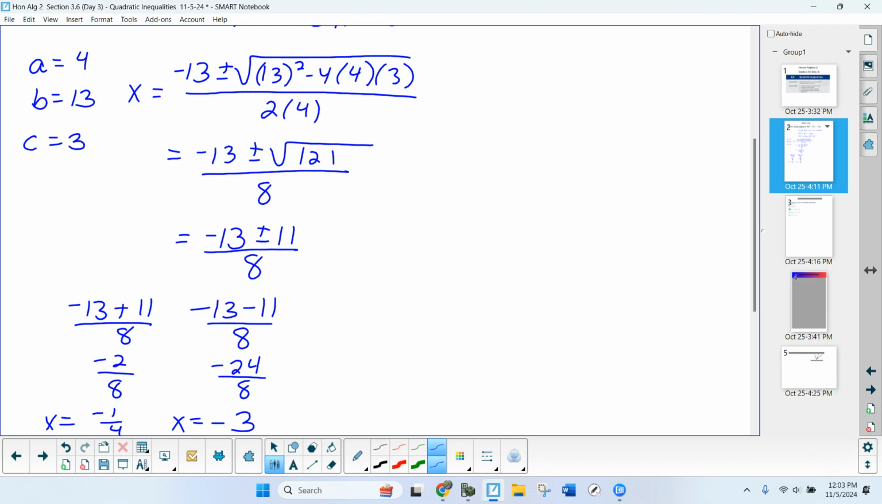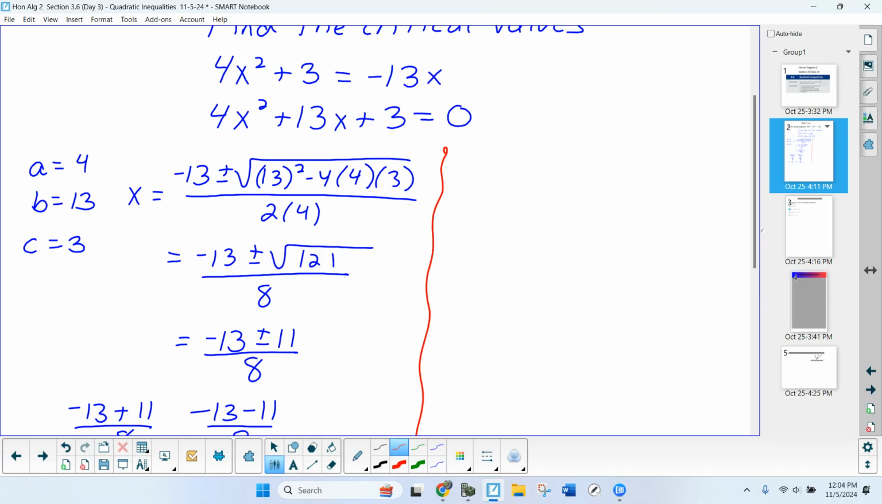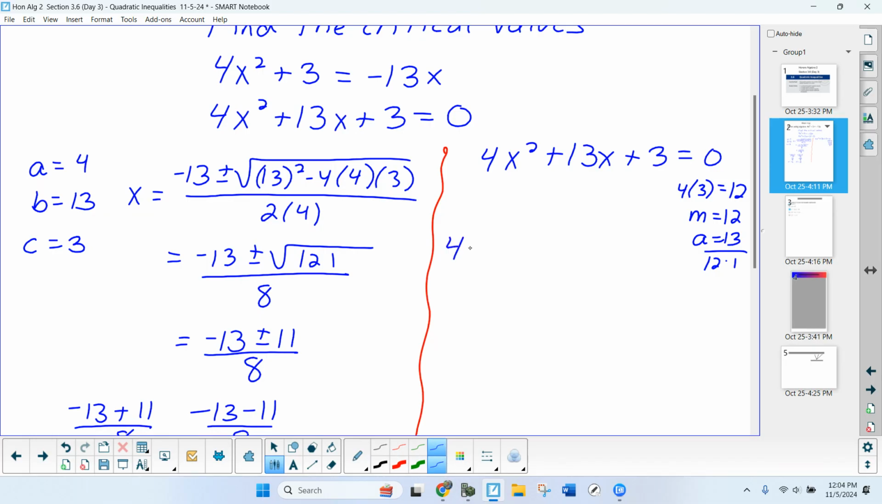Now, I know a lot of you chose to do this by factoring. If you did it by factoring, what did you do? You multiplied 4 times 3, which is 12, and you ask yourself what multiplies to give you 12 and adds to give you 13. It would be 12 and 1. Which one did you put first? 12. So 4x squared plus 12x plus 1x plus 3.